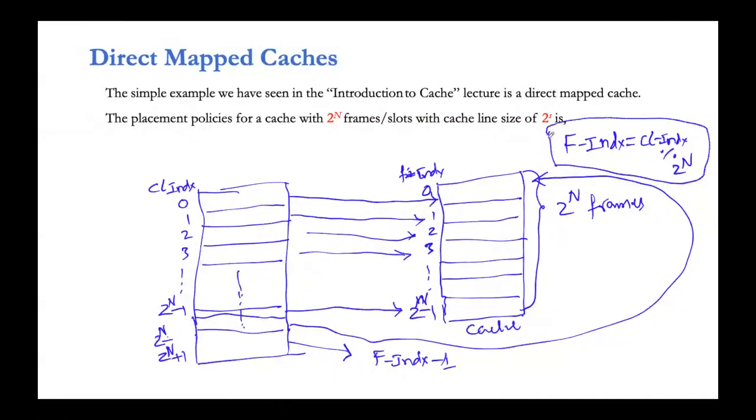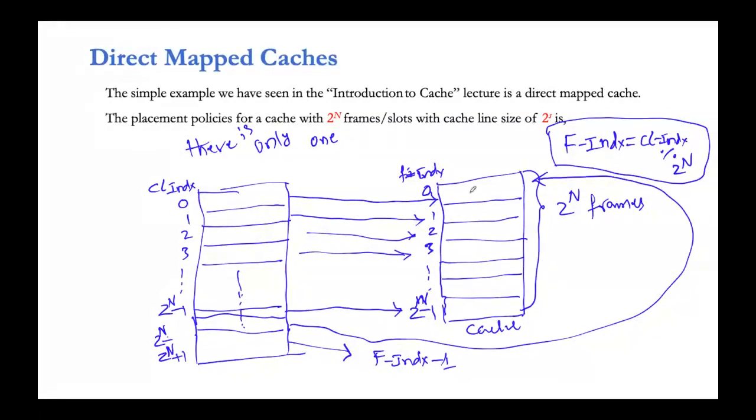So this modular operation will directly map the cache lines into this one. As we observed in our introduction to cache, in this direct mapped cache there is only one slot, or only one frame index, dedicated for any of these cache lines.